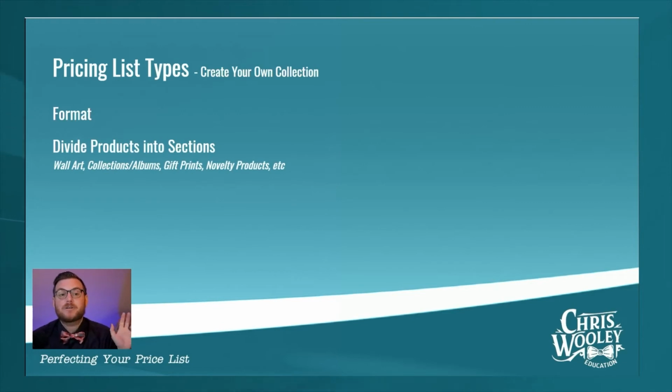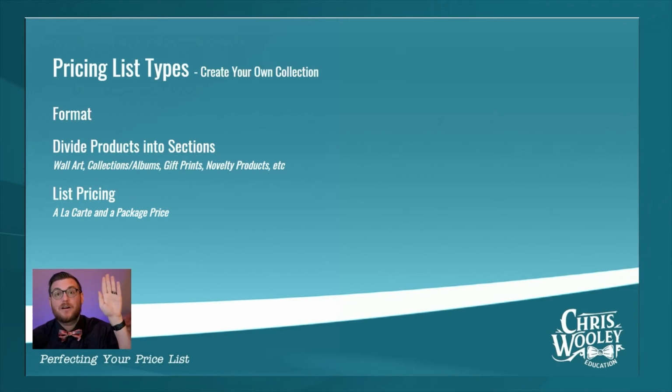Basically, what we're going to do is we're going to divide our product into sections. So we're going to have different product lines that we're offering. For me, that's wall art as one section, collections and albums as another section, gift prints as a third section. You could continue it on. You could have novelty products as another section, that sort of thing. And then we have a listing of that.